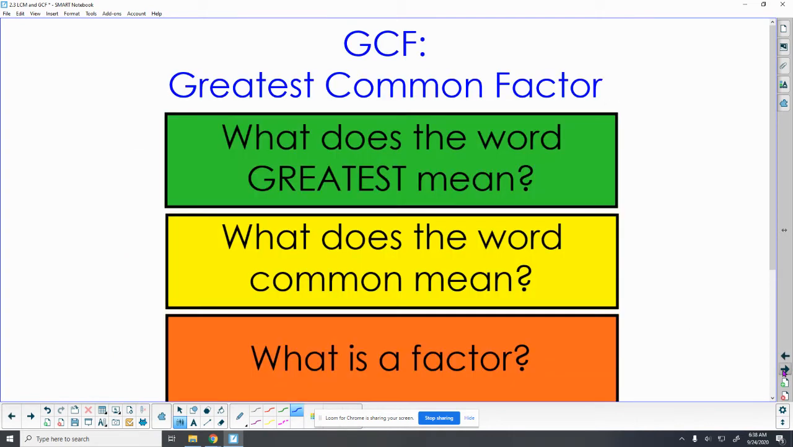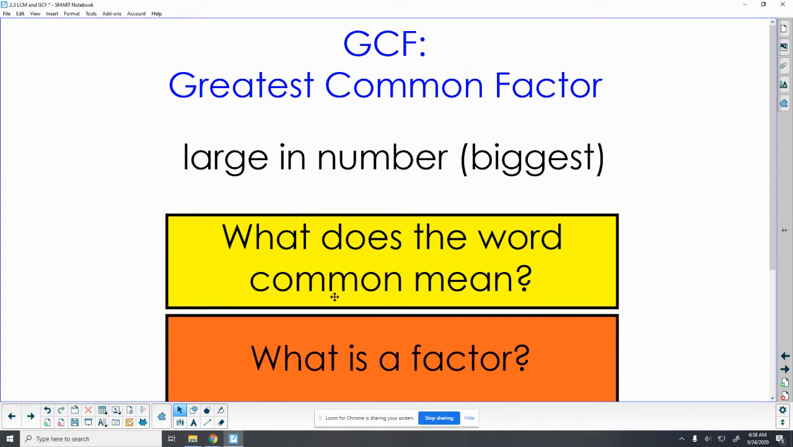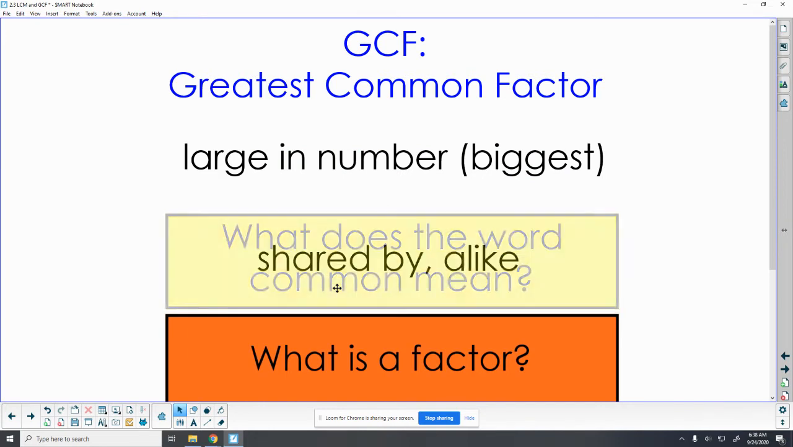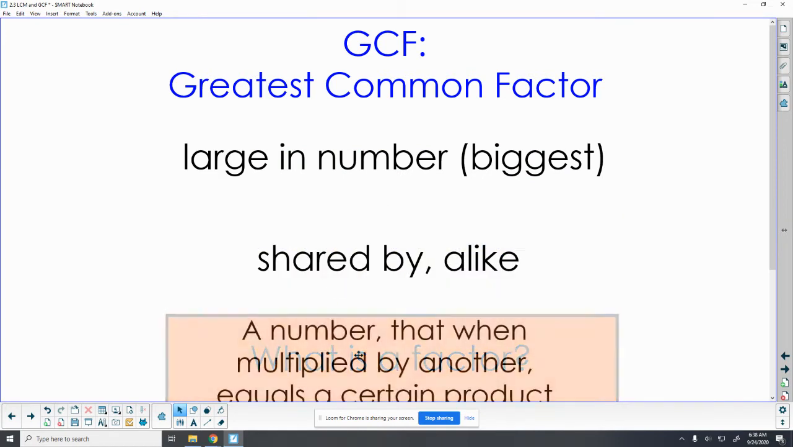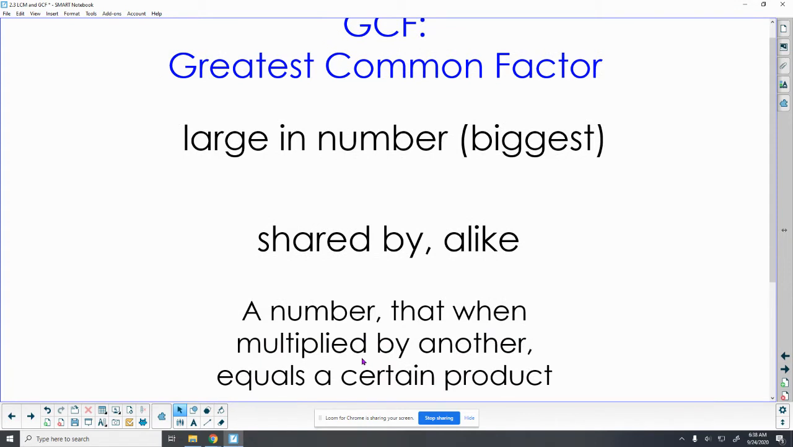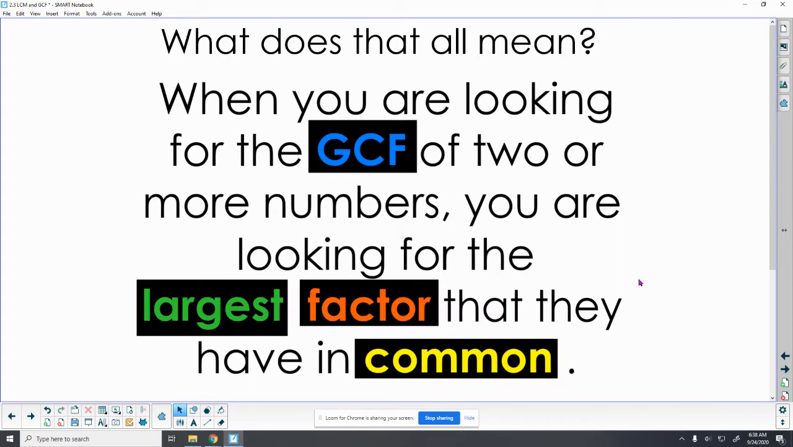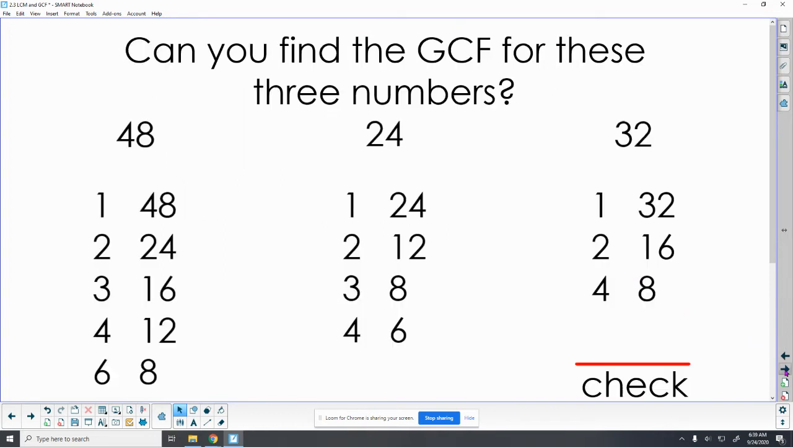So make sure you have out your paper and your pencil. In a minute, we're going to be doing some work here. So the word greatest means we want the biggest number. In common means that it's shared. And a factor is a number that when we multiply by another one equals something else. So we are looking for the largest factor they have in common, the greatest common factor, or the GCF.